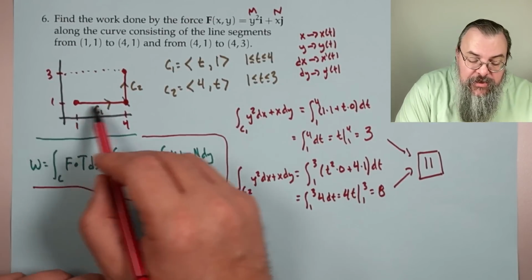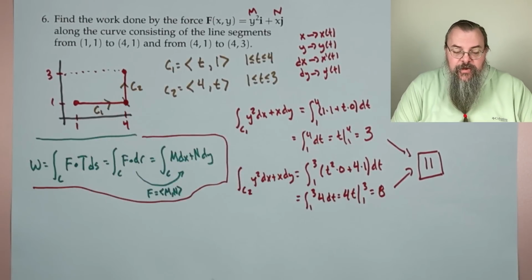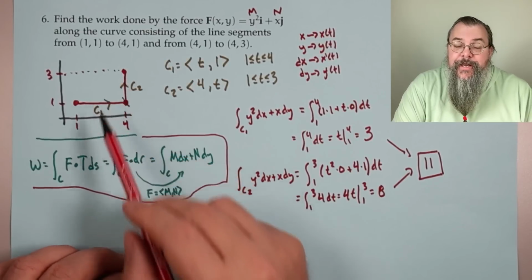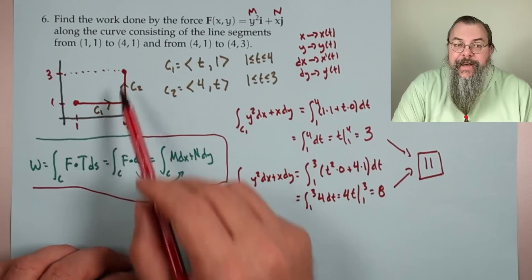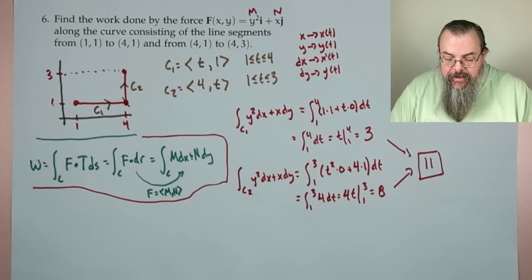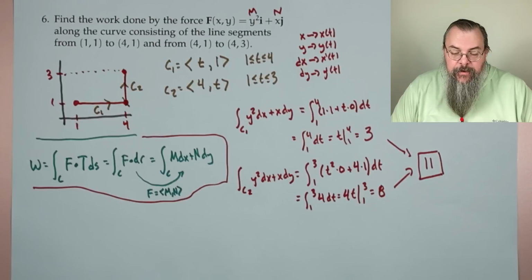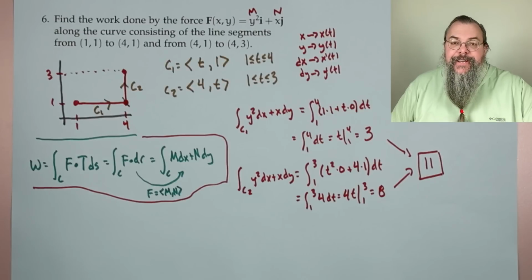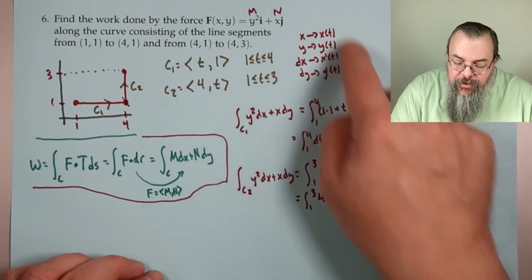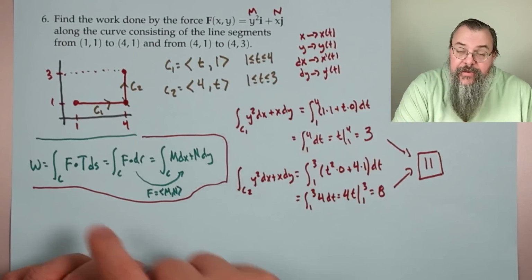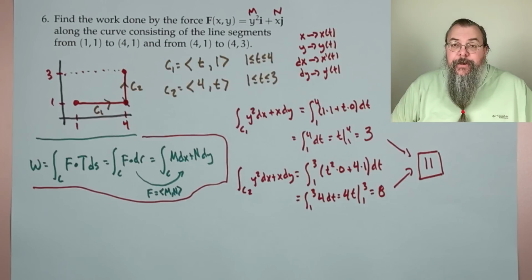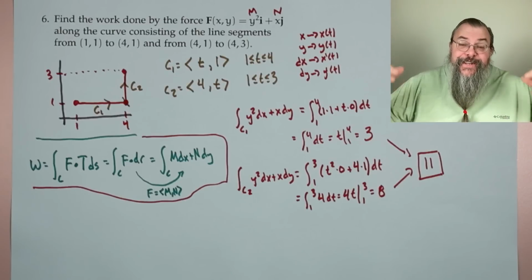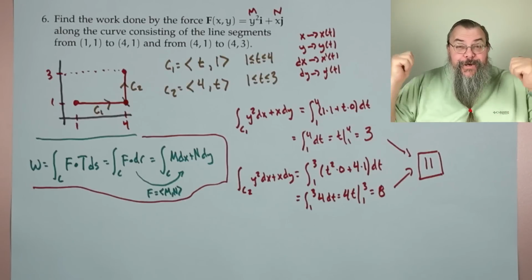So it's 11 units of work to move from this point up to that point, if we travel in that way. All right, that wasn't too bad, right? Just remember the rules and know how to set up work. And then it'll all work out, right? Of course, because we know what we're doing. We're great.